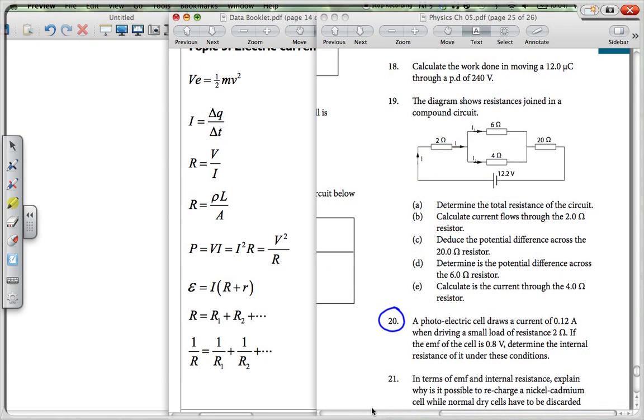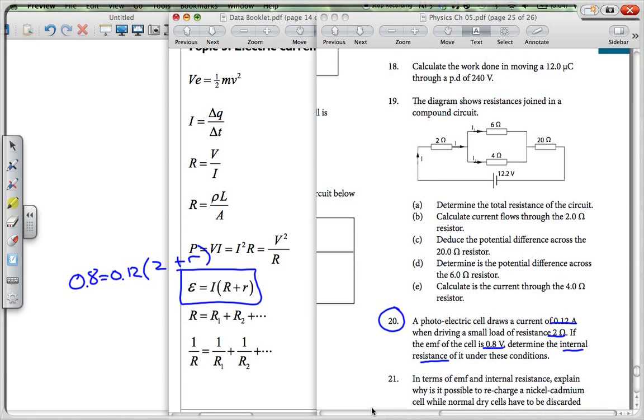Question 20. A photoelectric cell draws a current of 0.12 amps when driving a small load of resistance 2 ohms. If the EMF of the cell is 0.8 volts, determine the internal resistance under these conditions. So we're going to be using this formula over here. We have got our EMF is equal to 0.8, our current is equal to 0.12. We've got an external load of 2 ohms, and we want to find our r.